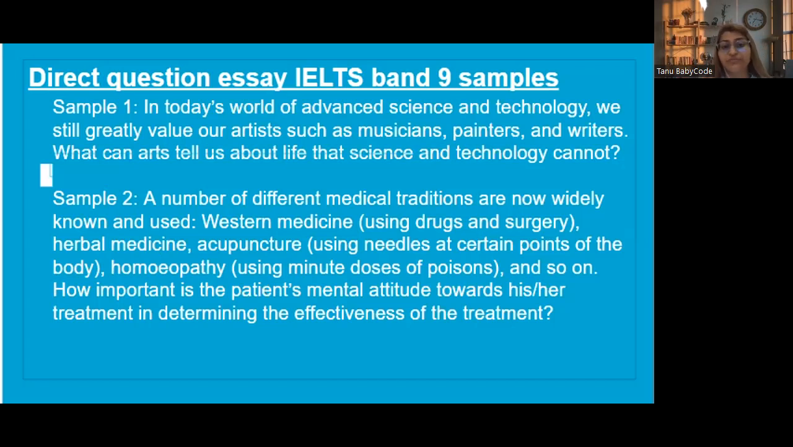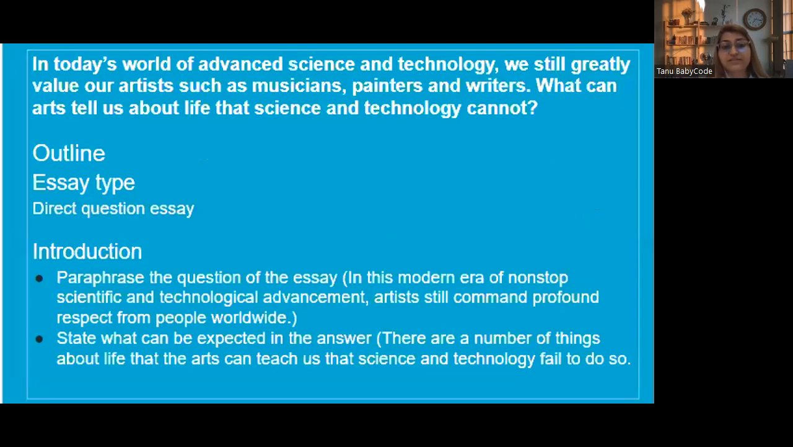The second question also, you can read it here. A number of different medical traditions are now widely known and used. Western medicine using drugs and surgeries, herbal medicine, acupuncture, using needles at certain points, homeopathy, and so on. How important is the patient's mental attitude towards his treatment in determining the effectiveness of the treatment, right? So you have to keep in mind these two questions, and let's discuss the first one.